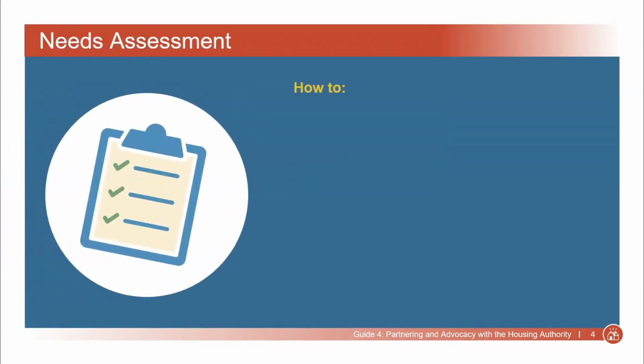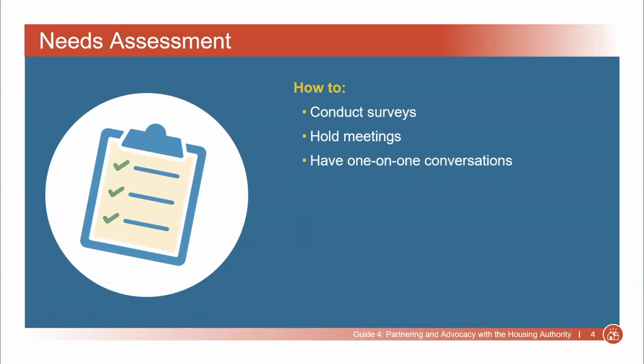The first thing the resident council should do before advocating with the housing agency is understand residents' needs. To do this, you can conduct surveys, hold meetings, and have one on one conversations. Consider how your residents prefer to be contacted, and use as many methods as possible to do the outreach. Consider making a survey available online, but also passing out a paper copy at meetings. Go door to door and talk to people. This outreach shows residents that the resident council is active and working for them.